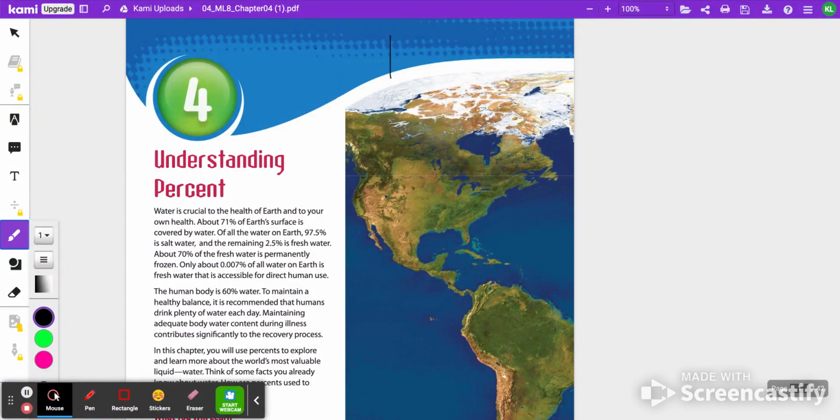Okay, grade 8s, this is chapter 4, Understanding Percent. We are going to do a speed round review of 4.1 because we've been learning this the past couple of days. So understanding percent. Percent means out of what?